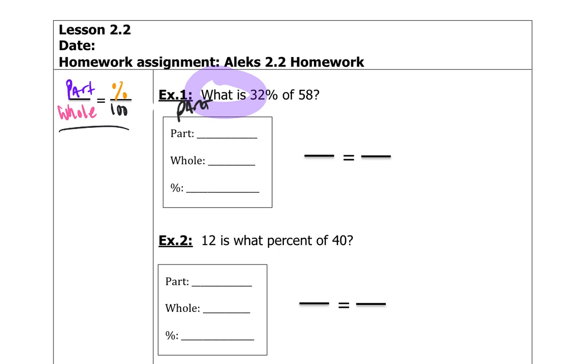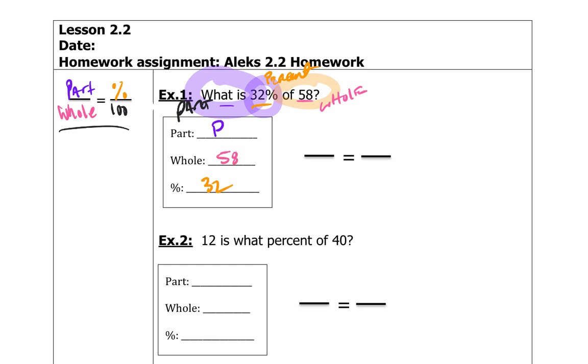So if you look over here, the part, we don't know. So we're just going to call that P. Then we're going to look for the percent. And that's right there, that's going to be our percent. So we're going to put 32 down here. And then the last thing we're looking for is our whole. That's always attached to the word "of." So that means our whole is 58.